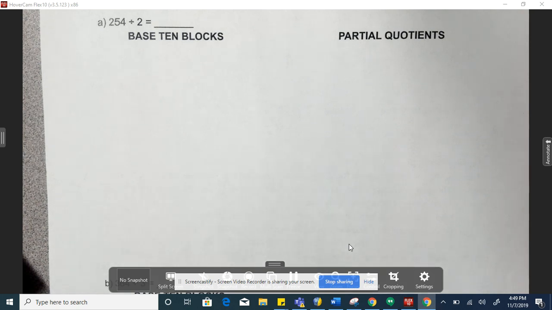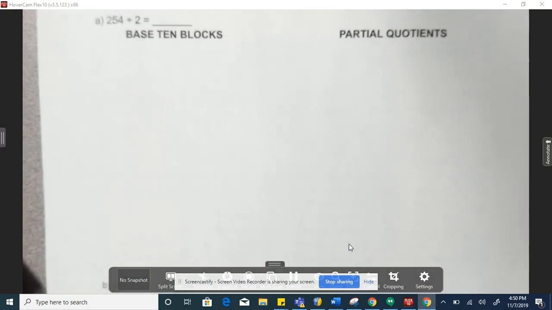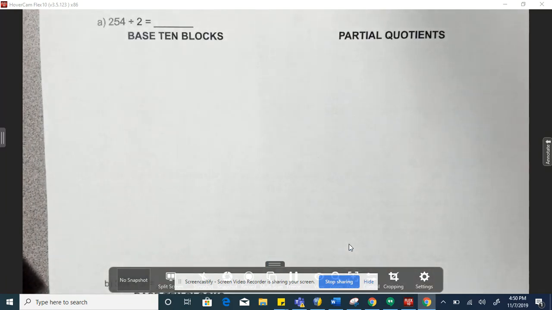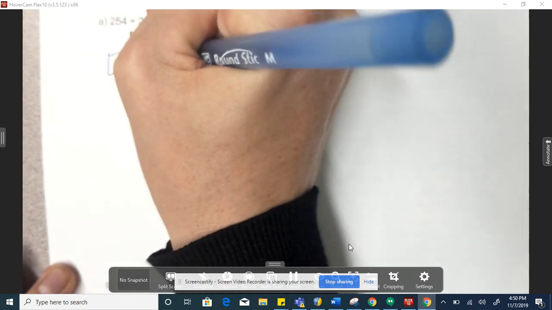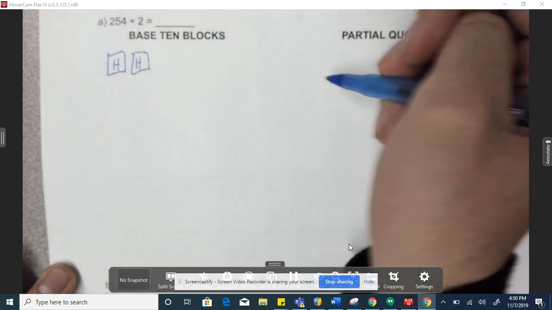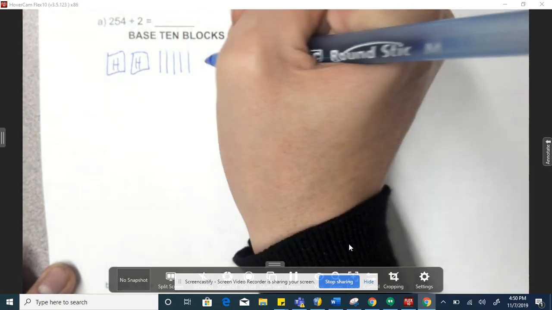Today we're going to be dividing multi-digit numbers by using our base 10 blocks and relating it to partial quotients. So let's start by drawing our base 10 blocks for 254. In the number 254, we have 2 hundreds, 5 tens, and 4 ones.